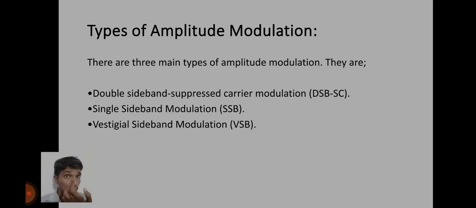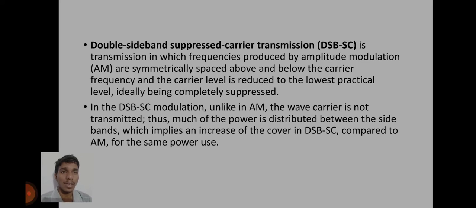Types of amplitude modulation. There are three types of amplitude modulation. They are double sideband suppressed carrier, single sideband suppressed carrier, and vestigial sideband. So when we go to double sideband suppressed carrier, here the carrier is suppressed and the two sidebands are transmitted. It is a similar process to the amplitude modulation signal.